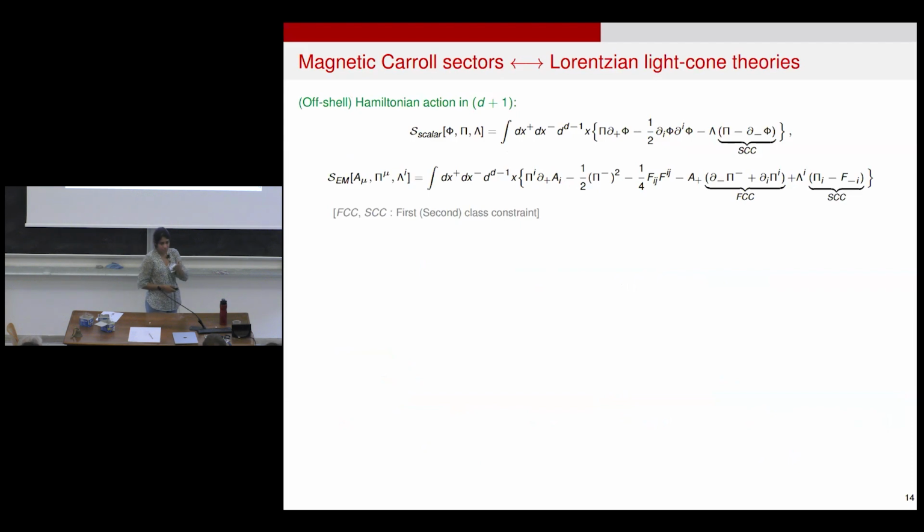So as you just said, there are more equations. It's not just the field, but there is also the conjugate momenta. So how is this a consistent truncation? And if it is, then what does it describe in the Lorentzian theory?